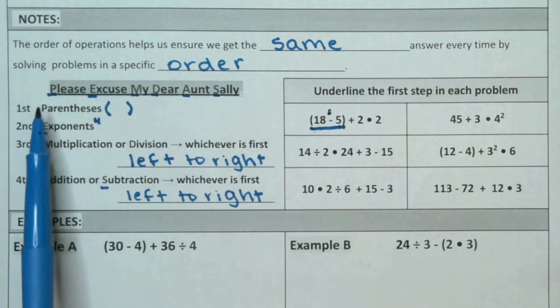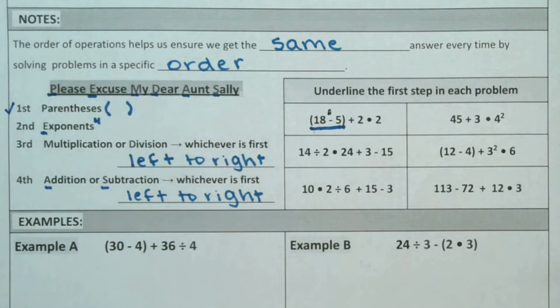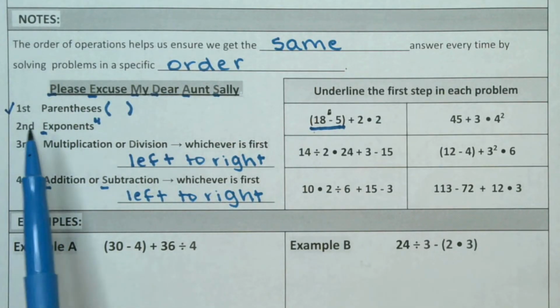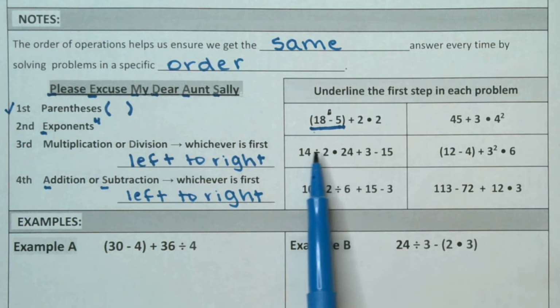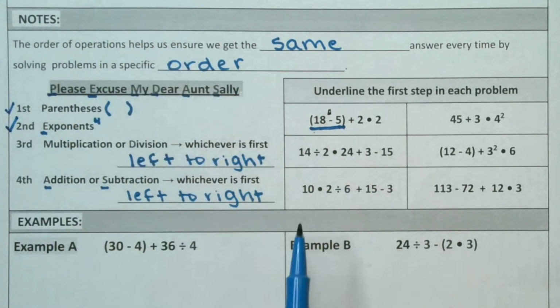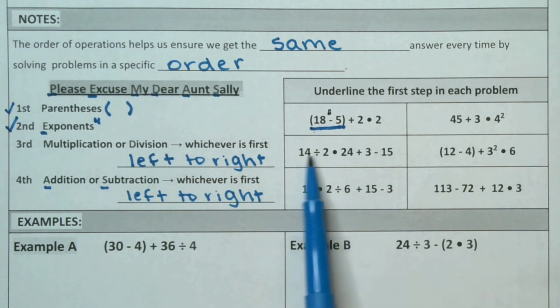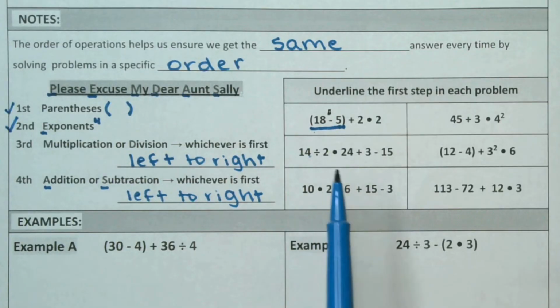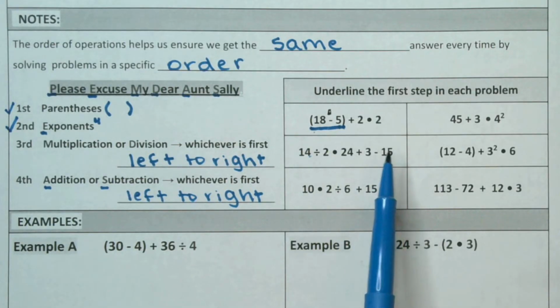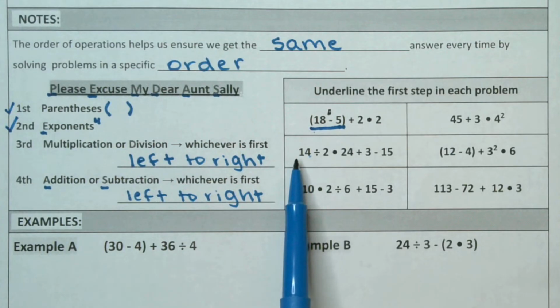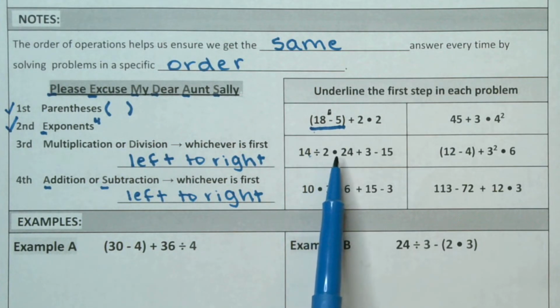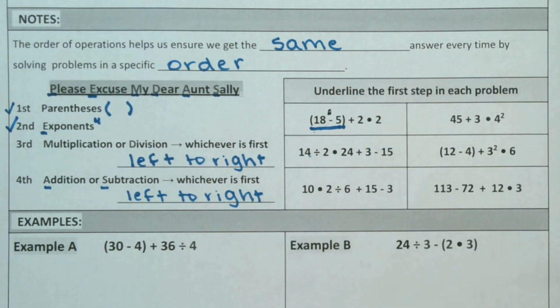Is there parentheses in this problem? No, there's not. Let's go down the list. What about exponents? Nope, there's no exponents there. Is there multiplication or division? Oh, well, I see division and multiplication in this one. So I need to ask myself, which comes first? Because they're equally powerful. Well, we can read it out loud to help us. 14 divided by 2 times 24. Did I say division or multiplication first? I said division. Division came first, so that is the most powerful.